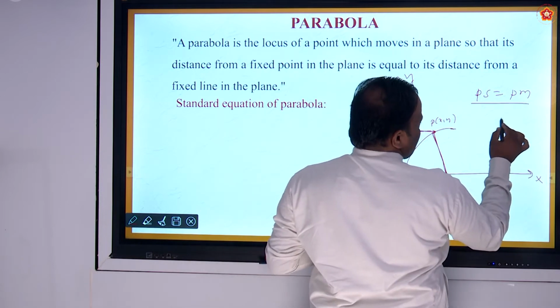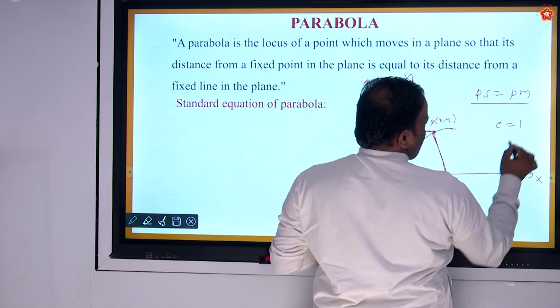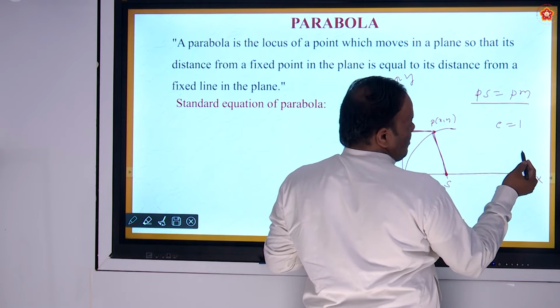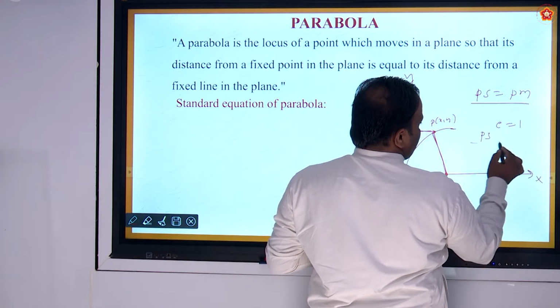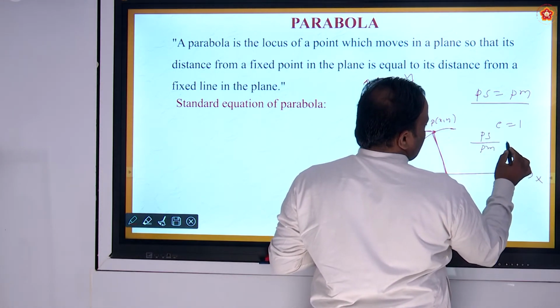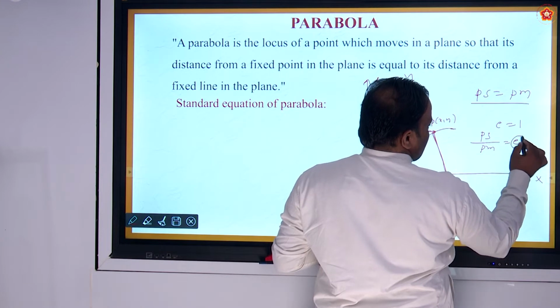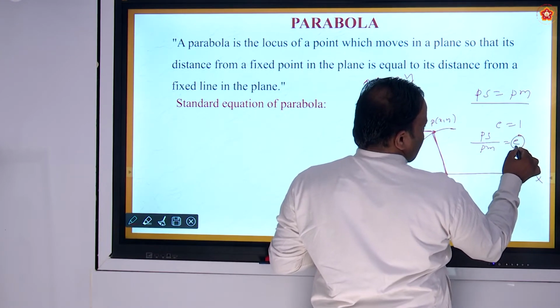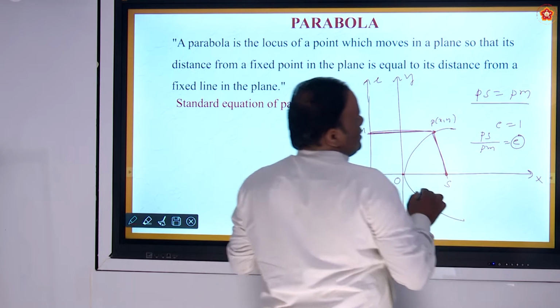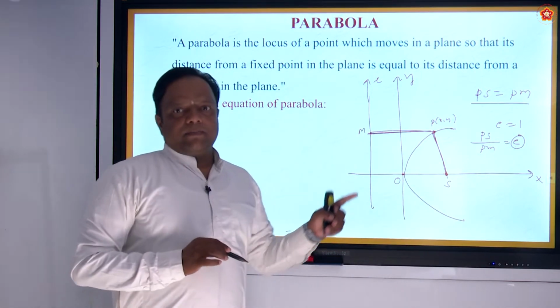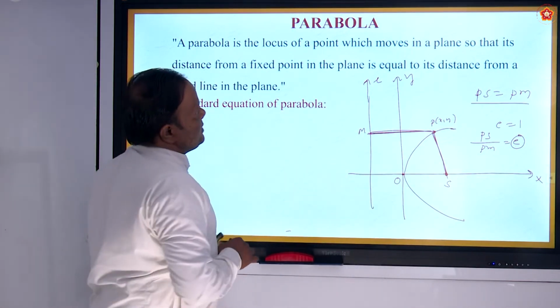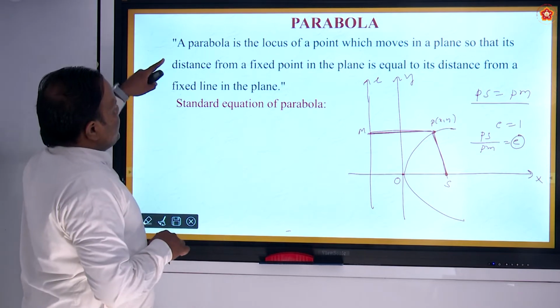So, already we learnt in first part, if E equal to 1, that is eccentricity is 1, that is called parabola. We know that the definition is PS by PM is equal to some E. E is some constant, some ratio. Suppose E equal to 1, that cone is called parabola. So, E equal to 1, PS equal to PM, then the cone is said to be parabola.